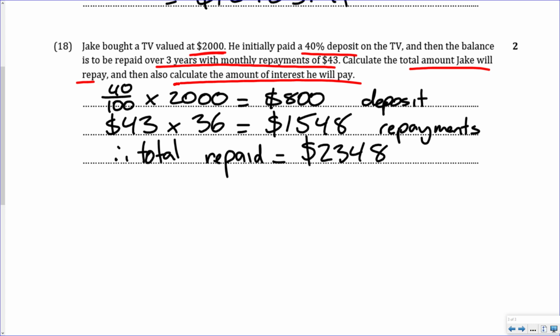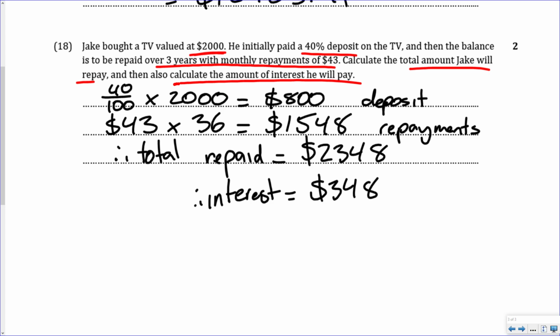But then also what we need to do is calculate the amount of interest he repaid. Well, of course, if it was originally $2,000, but you paid $2,348, we can say the interest is just that $348. Essentially, what we're saying is you paid $348 extra.